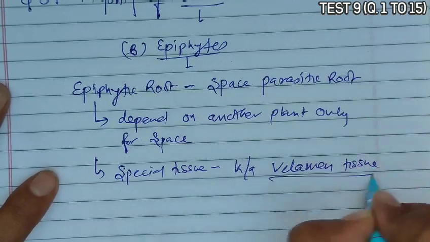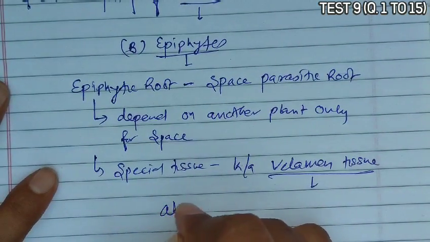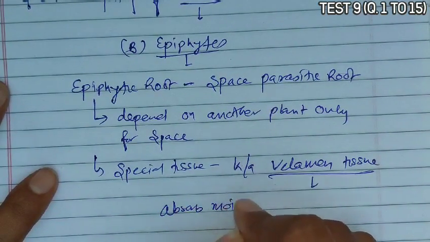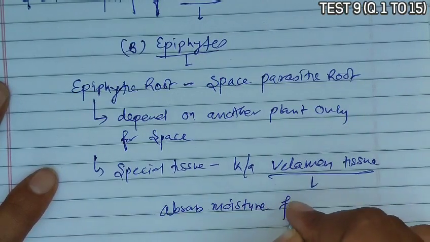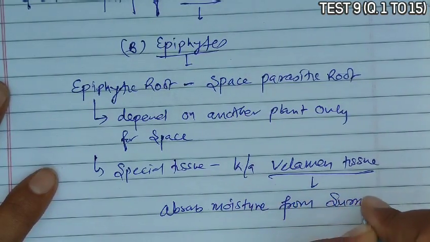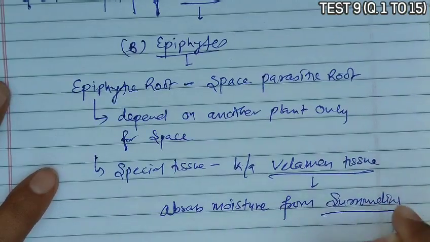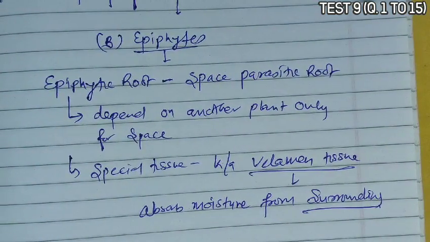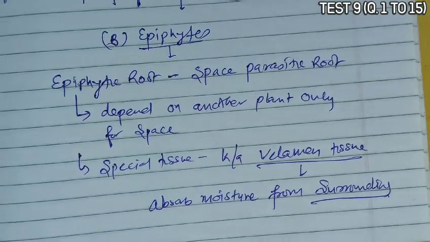Now this velamen tissue absorbs moisture from the surrounding. So this is the correct answer for question 5.